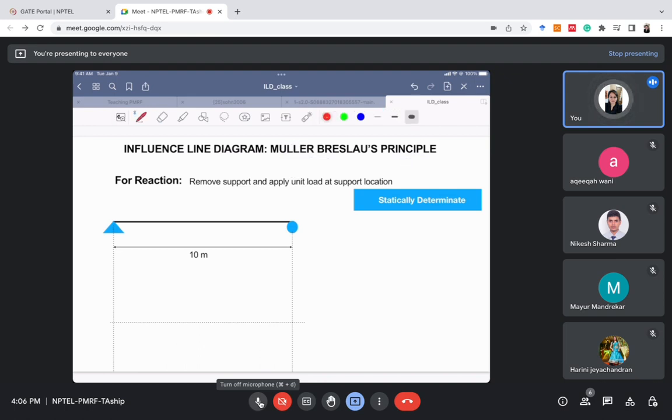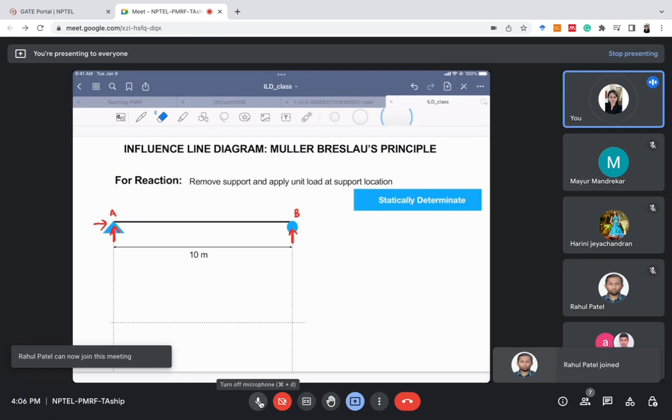This is for the statically determinate beam. Before starting any problem, please make sure that the beam is statically determinate. For statically indeterminate structures, we will see some different aspects also. Let us say this is a simply supported beam with ends A and B. We need to draw the ILD for the reaction at A. This support is providing the horizontal constraint and the vertical constraint, and this support is only providing the vertical constraint. I hope you know these things.